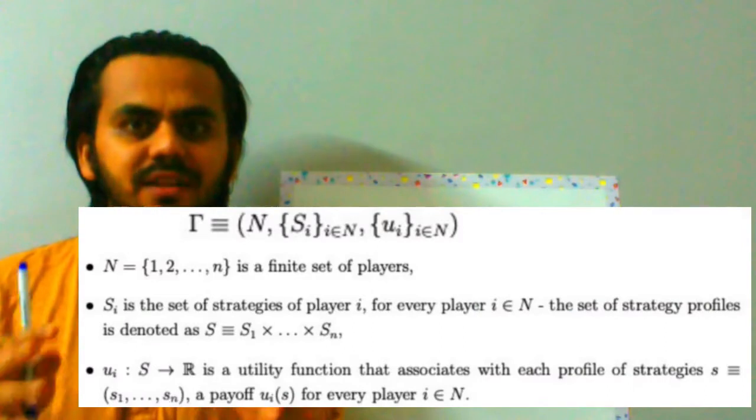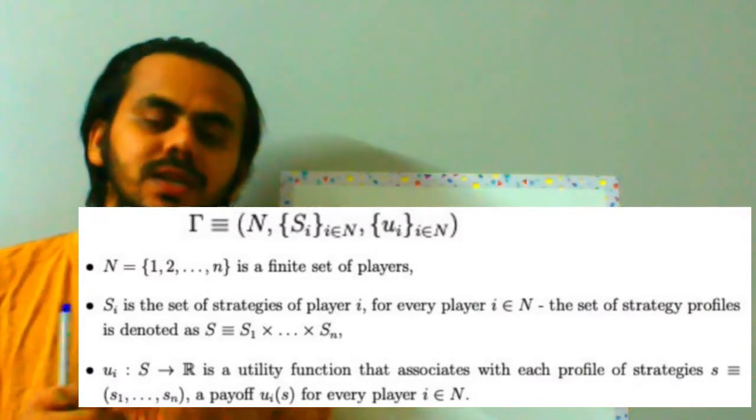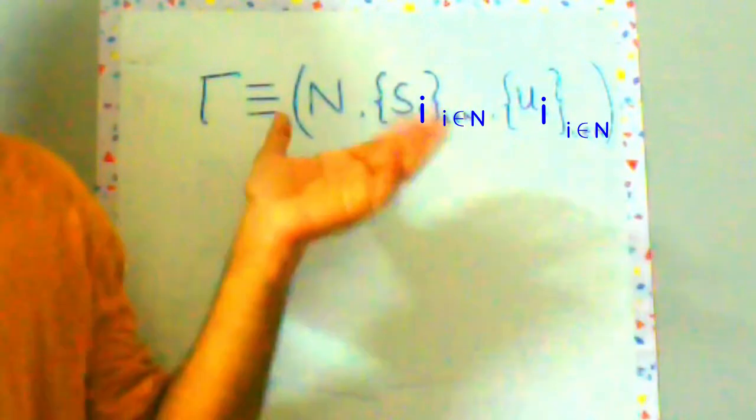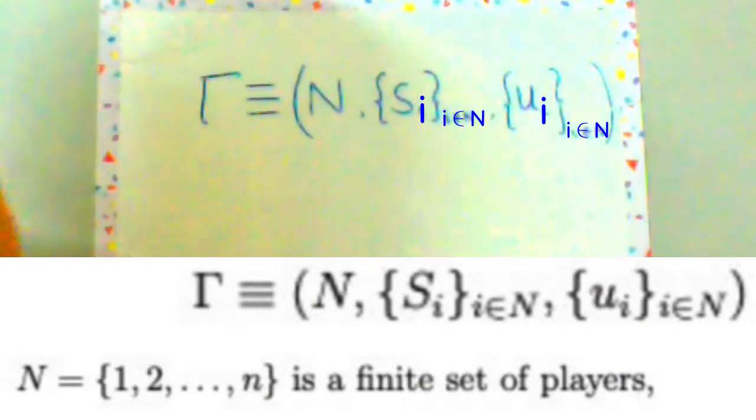A game in strategic form or normal form, as is the terminology in game theory, is represented by a tuple. And in this tuple, let's look at each term individually. So N denotes the set of players. This is a finite set. It could be 2, 3, 4, 5 and so on.